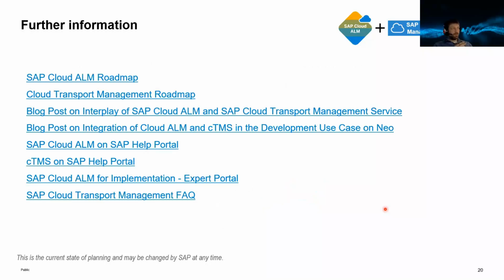All right, having said that, we have a bit of further information added here to the slide deck. First of all, some information about the Cloud ALM roadmap, and then of course the Cloud Transport Management roadmap. And we have a few blog posts available around those different topics. First of all, a blog post on the interplay of SAP Cloud ALM and Cloud Transport Management Service. That's one that I have created, where you are mainly looking into the CPI part, the cloud integration part. And the second blog post, Harald, is from your end. Maybe you would like to say a few words about that one?